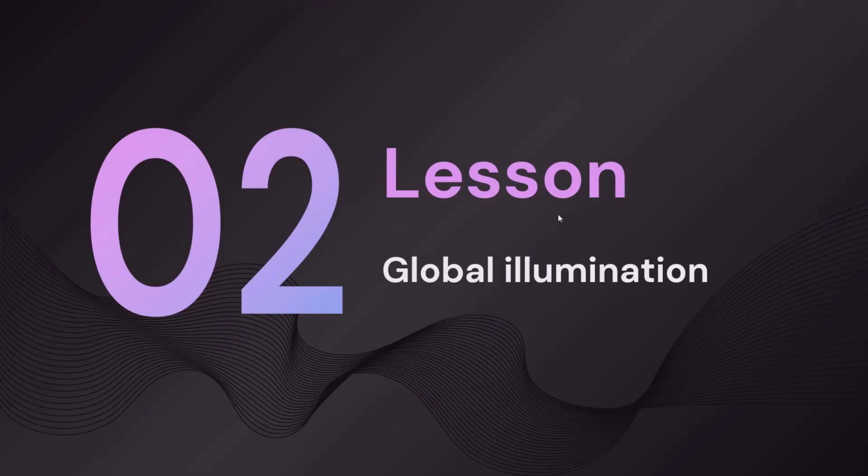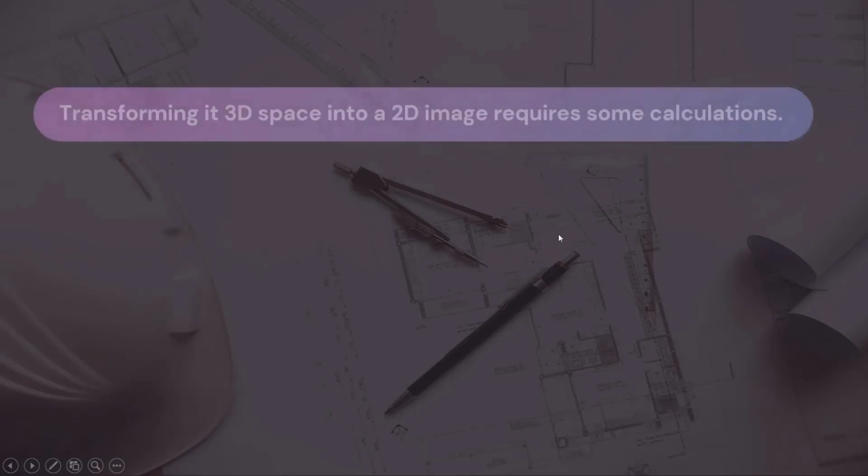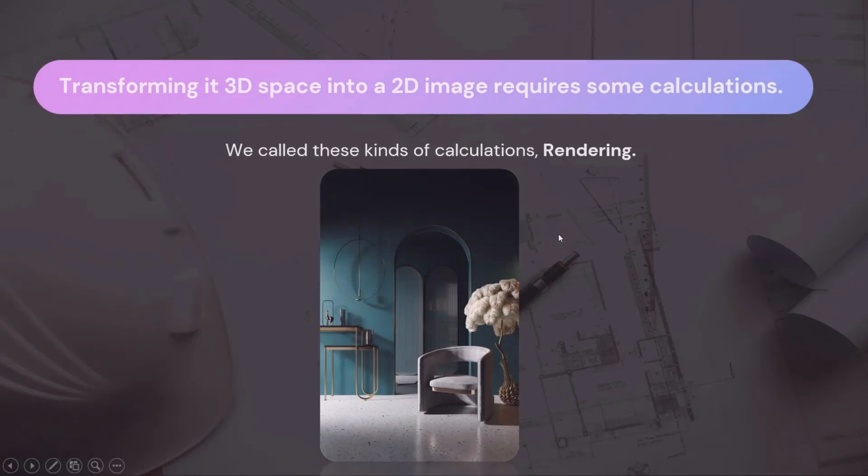In this session we're going to be focusing on Global Illumination, or GI. We are going to learn what it is and how we can work with it with V-Ray. But before that, I'm going to quickly recap what we have talked about so far.